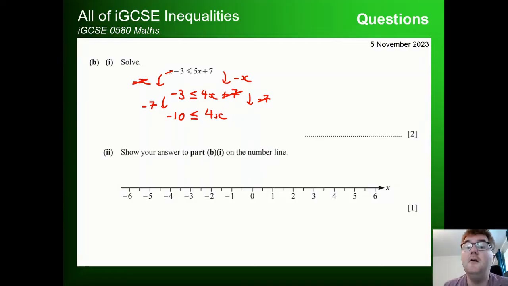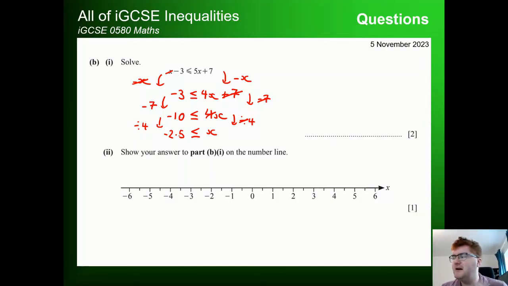So what's the opposite of timesing 4? Well, we're going to divide by 4 on both sides. This cancels, giving us x here. And the symbol is going to stay the same for the time being. Minus 10 divided by 4 is just minus 2.5. And you can use a calculator for that.